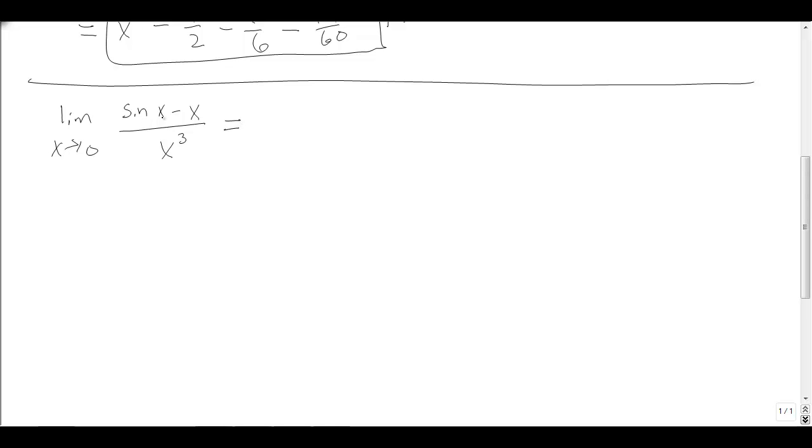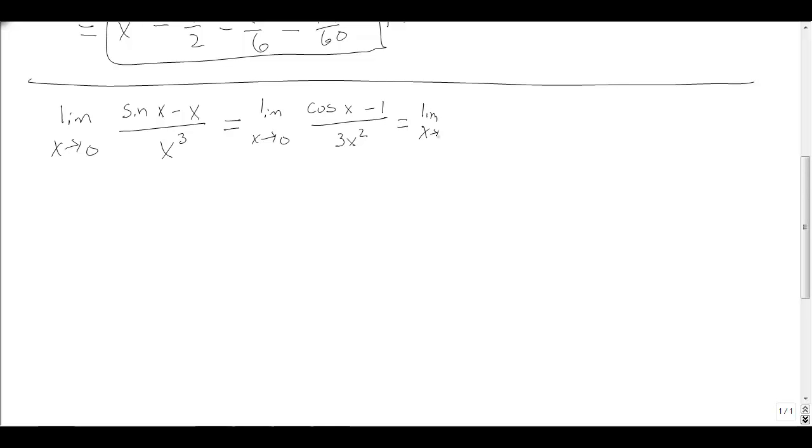What I'm going to do is take a derivative of the top. I get a limit as x goes to 0 of the derivative of the top over the derivative of the bottom. Derivative of sine x is cosine x. Derivative of x is 1. Derivative of x cubed is 3x squared. So I do that, and then I plug in x equals 0. I get cosine of 0, that's 1 minus 1. That's 0 on top. I'll get 0 on the bottom still. So I got 0 over 0. I can do L'Hopital's rule again.